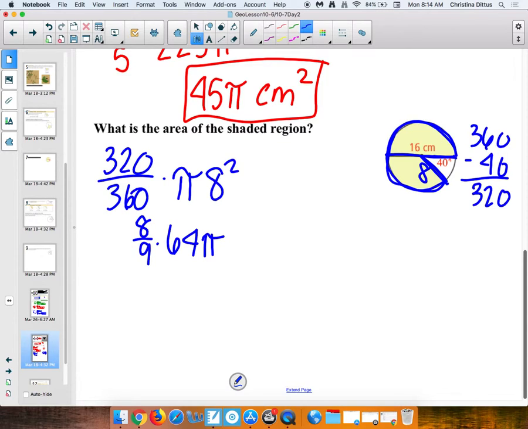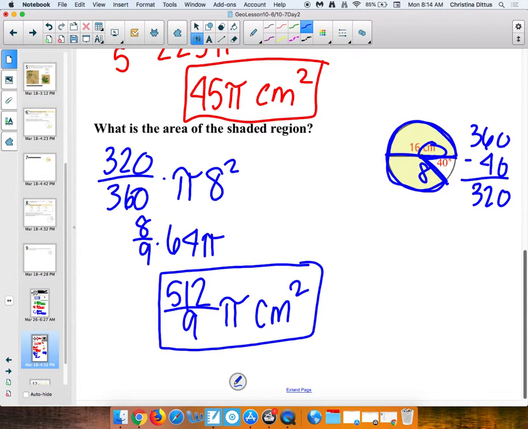Do we get a nice number? No. So we are going to leave this as 512 over 9 pi, with the label centimeters squared. If you want to, you can change this into, I think it's like 56 and 7/9, something like that. I don't even know. You can do that if you want to. I just think that's easier.